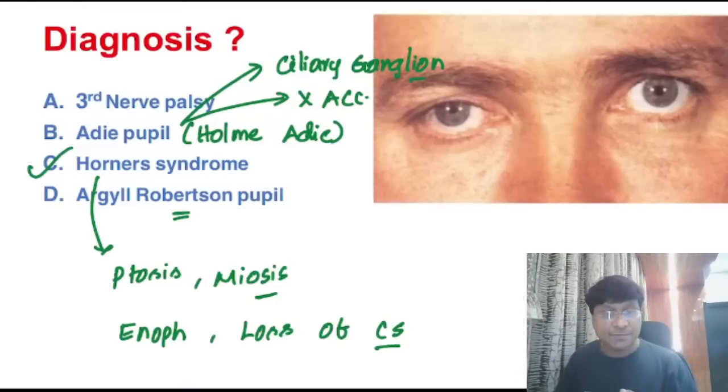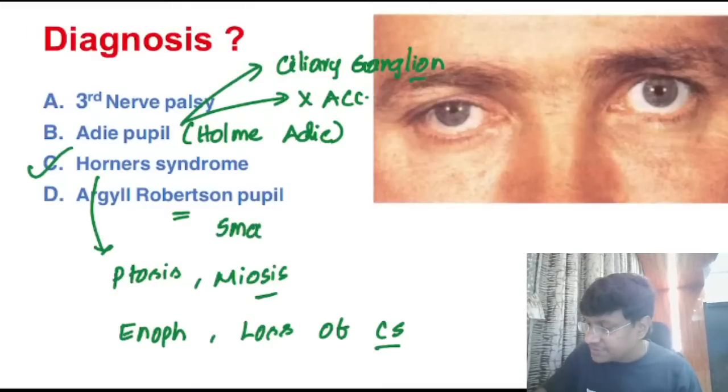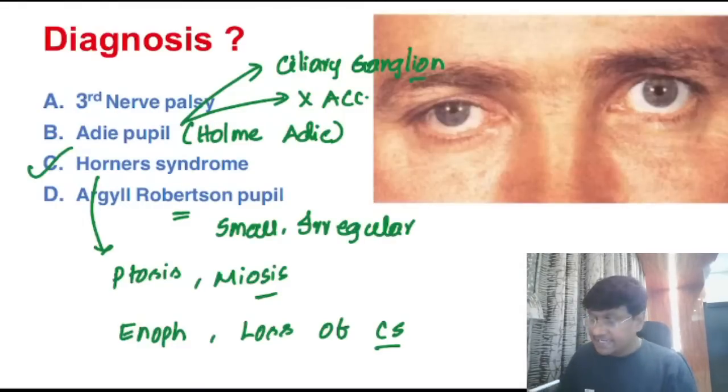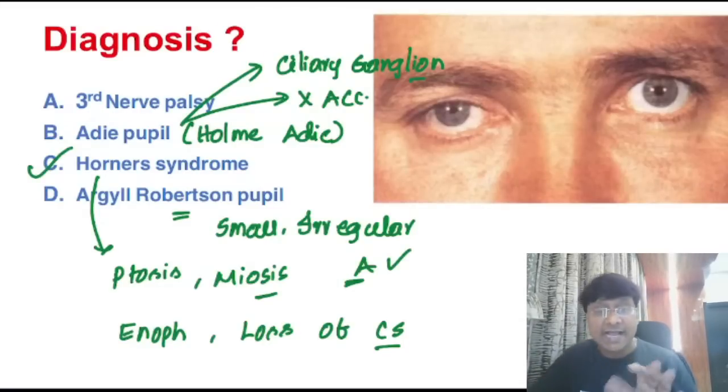In Argyll-Robertson pupil you don't have the dilated pupil. What you will have is small irregular pupils, right? Even in Argyll-Robertson pupil the accommodation reflex will be present, and there will be absence of the light reflex. That is what you will see in Argyll-Robertson pupil. Yes, Amulya, did you understand this now? In Holmes-Adie pupil, it's a dilated pupil, whereas in Argyll-Robertson pupil, it's a small irregular pupil.